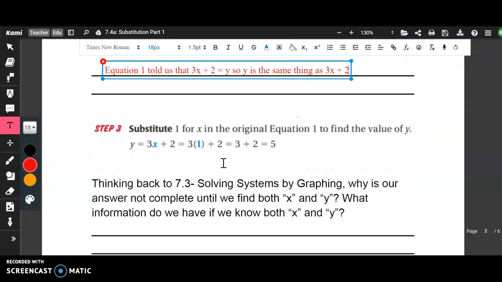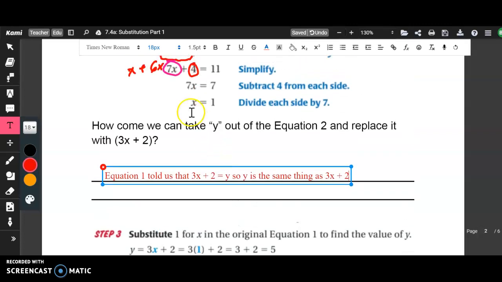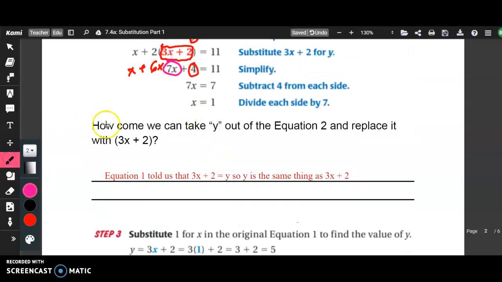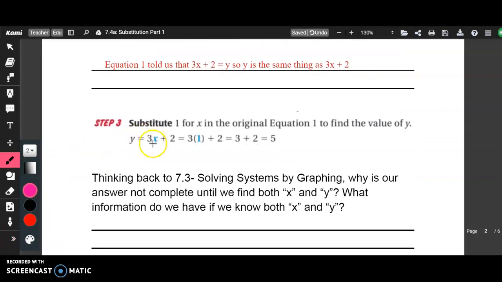All right, and then step 3. They took what they found for x, which was x equals 1, and they replaced x in the first equation with 1. So now that we know what x is, we can put in 1 instead of x.